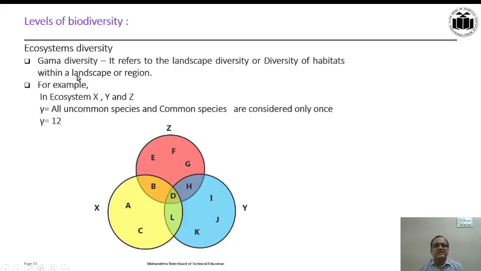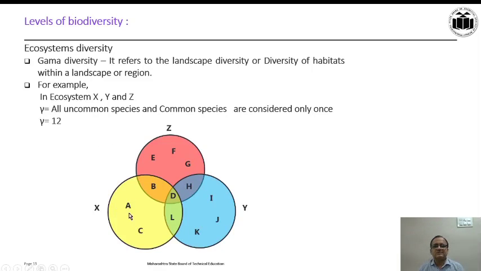Then gamma diversity refers to the landscape diversity or diversity of habitats within a landscape or a region. For example, in ecosystems X, Y, and Z, all uncommon species and common species are considered only once. Uncommon species have to be considered once and common species have to be considered once, and then they have to be added together to get gamma diversity.